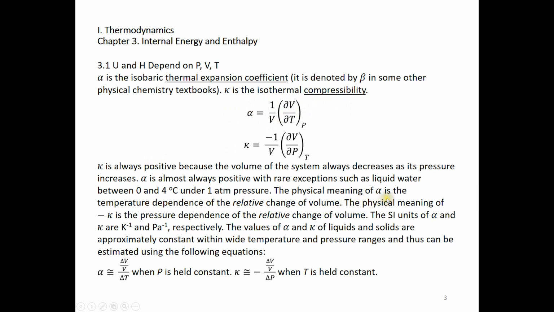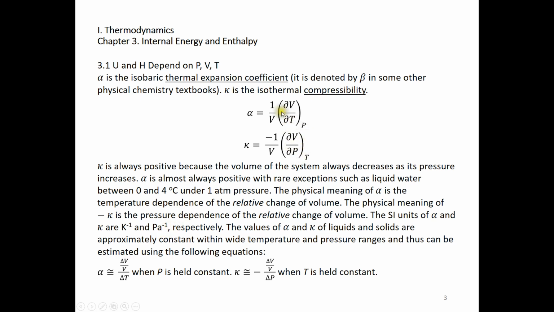The physical meaning of alpha is the temperature dependence of the relative change of volume. Why did I say relative change of volume? Because we have dV over V. dV over V is the relative change of volume. So really we are looking at dV over V and then divided by dT. The physical meaning of kappa is the pressure dependence of the relative change of volume. The SI units of alpha and kappa are Kelvin to the power of negative 1 and Pascal to the power of negative 1.